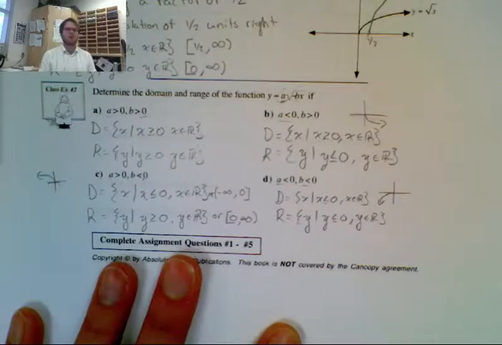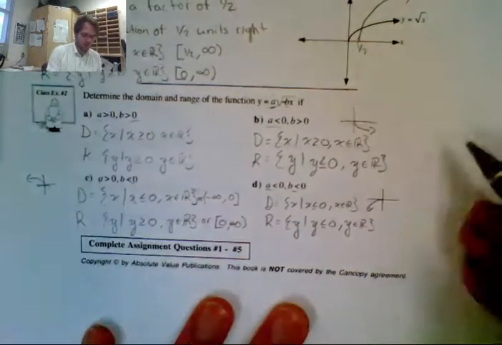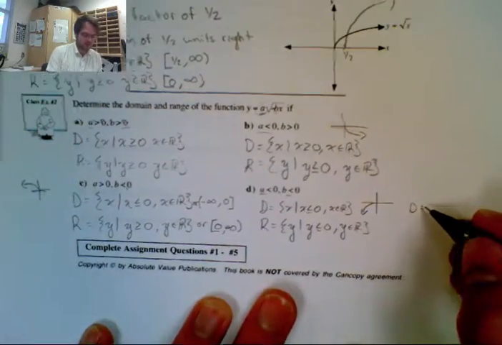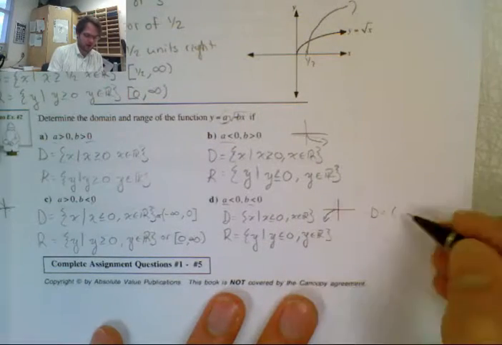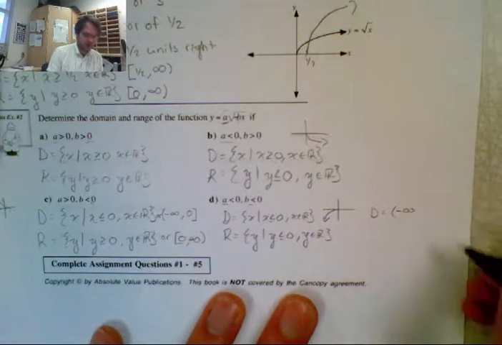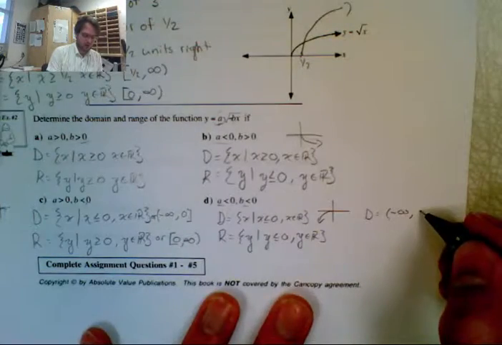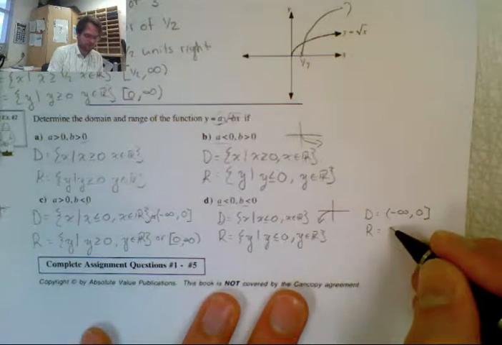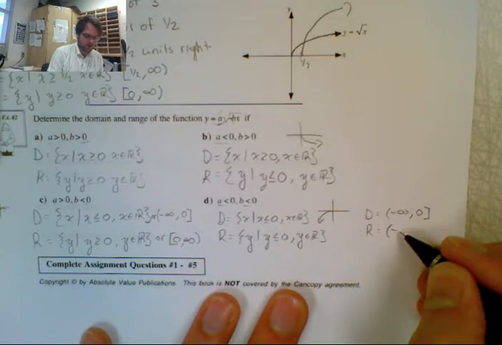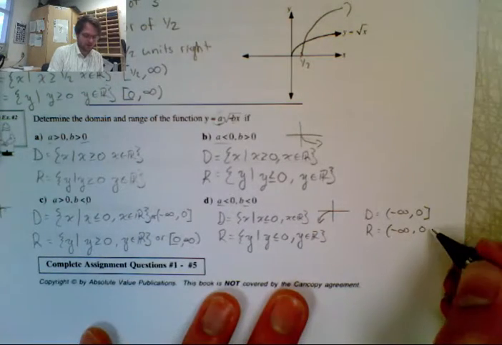Okay? If I want to put this in the other form, it would be my domain is equal to, we have open brackets because we go forever on the negative, we don't know the ending, and we have 0 closed. I'm going to look at my range, and it's the same thing, forever negative, and we have a 0 closed.